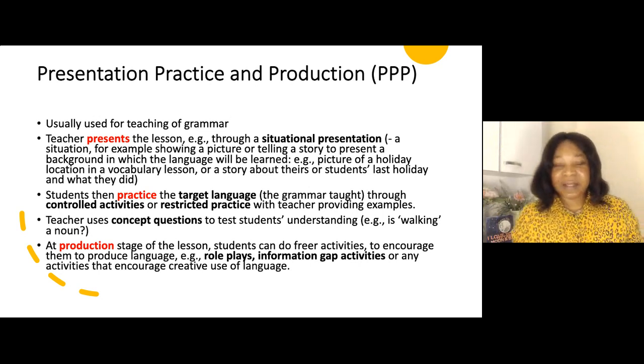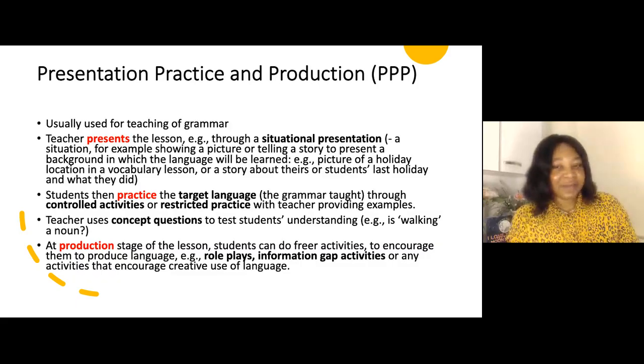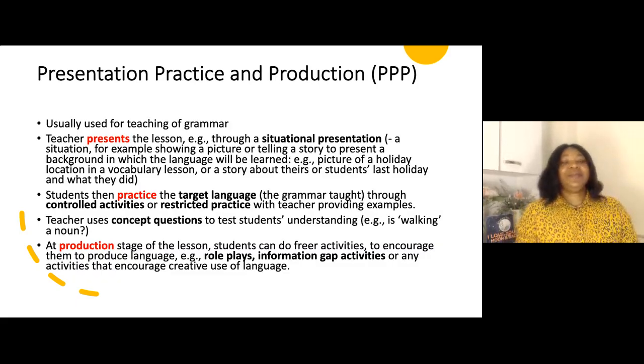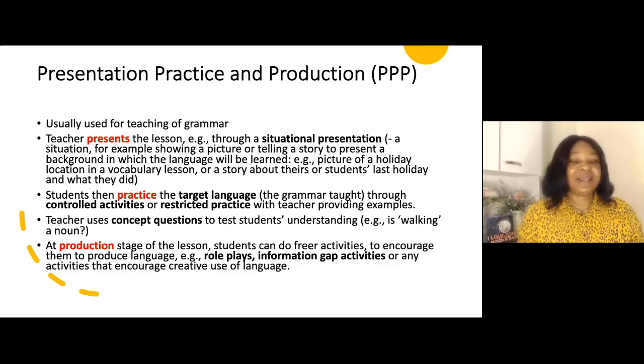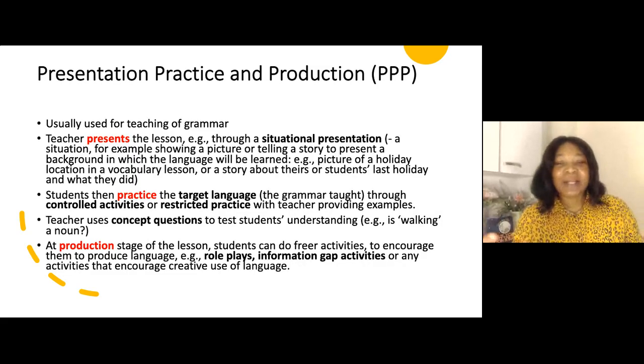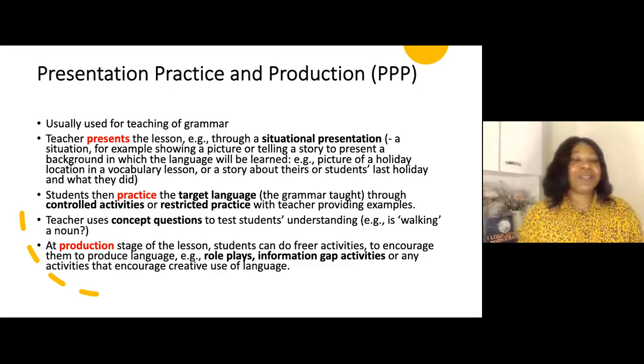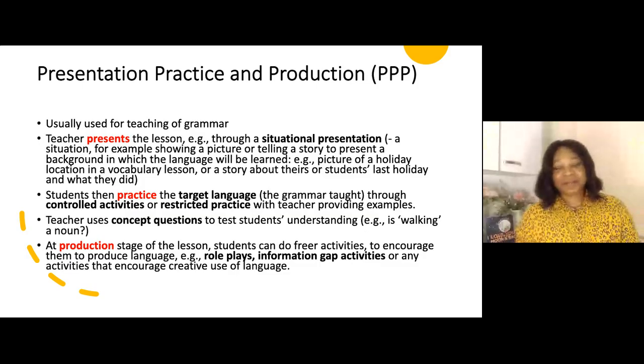You can say lions are wild animals. The concept you want to check is wild. Is a cat a wild animal? No. It's a domestic animal. If the student says yes, then they don't understand what the term wild is. That's a concept question. It's very good in teaching English and in teaching every other subject.